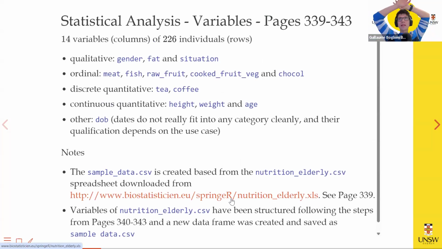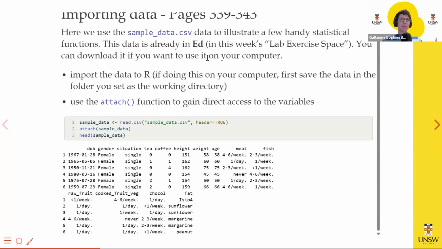But anyway, I suppose a few comments here. When you do statistical analysis, it's important to know what type of variables you have in your data set. And so here we have some variables that you would say are purely qualitative. So gender, fat, situation, you see there's a few categories, male, female, single or not. And they're qualitative in the sense that obviously those things are not numbers, and there's no ordering to them.